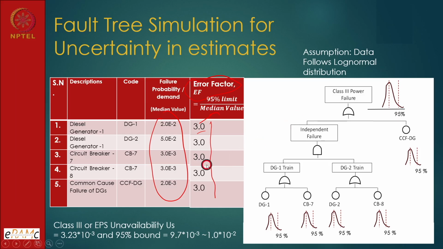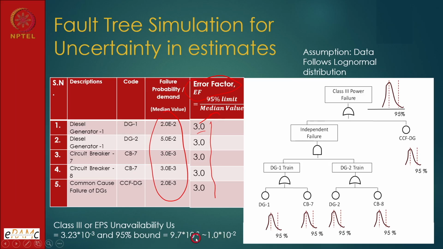So let us say class 3 power failure EPS is 3.23 into 10 to the minus 3, and the upper bound will become 9.7 into 10 to the minus 3. Sorry, this is the 95% bound, median value, and lower and upper bounds.